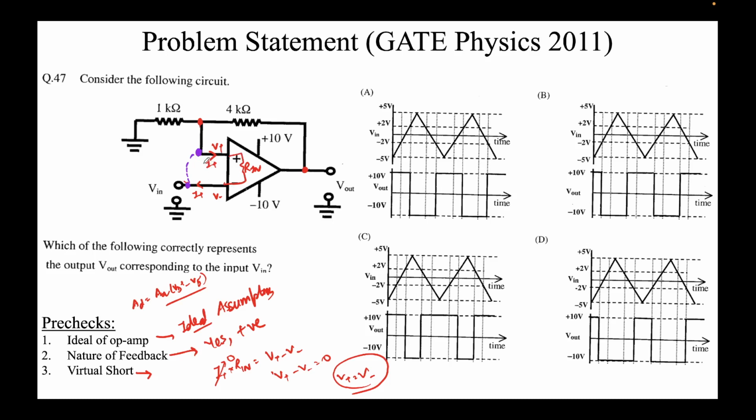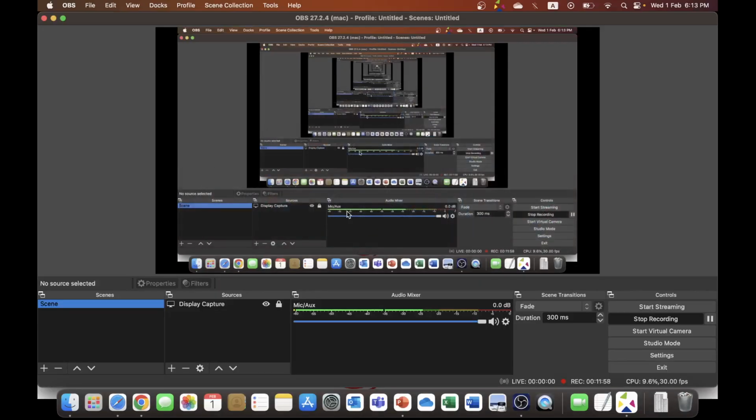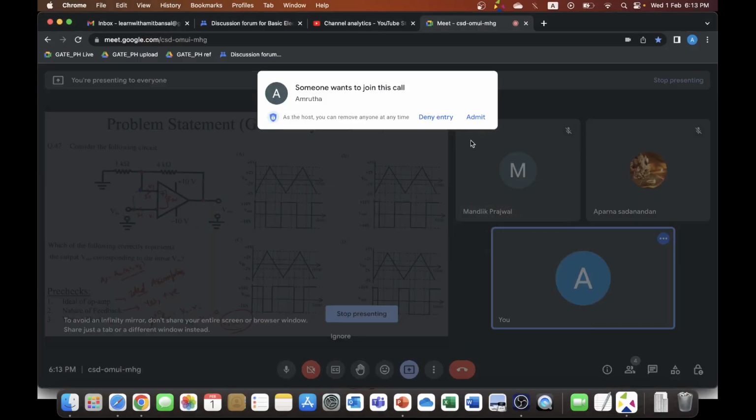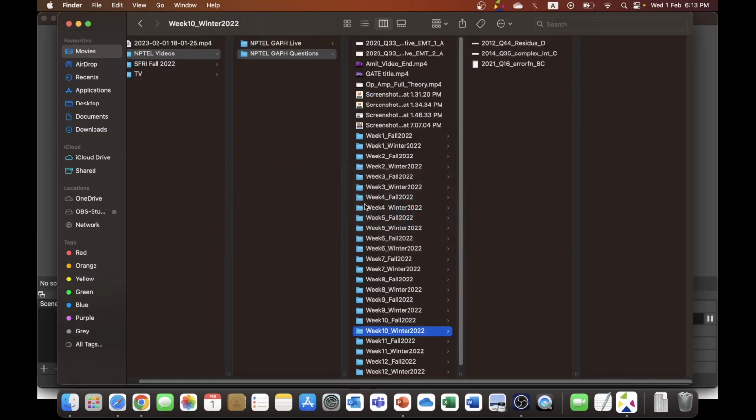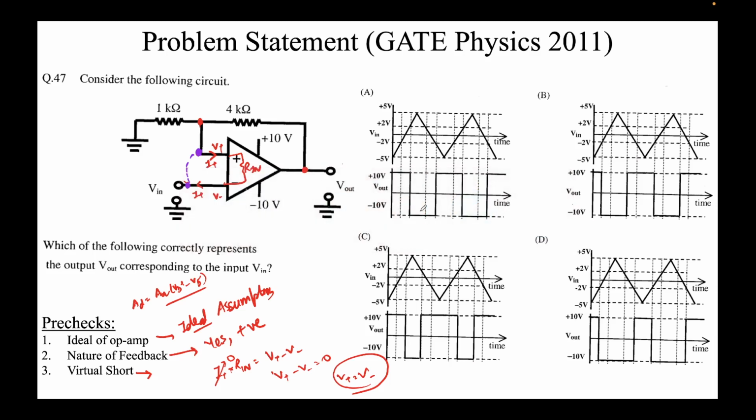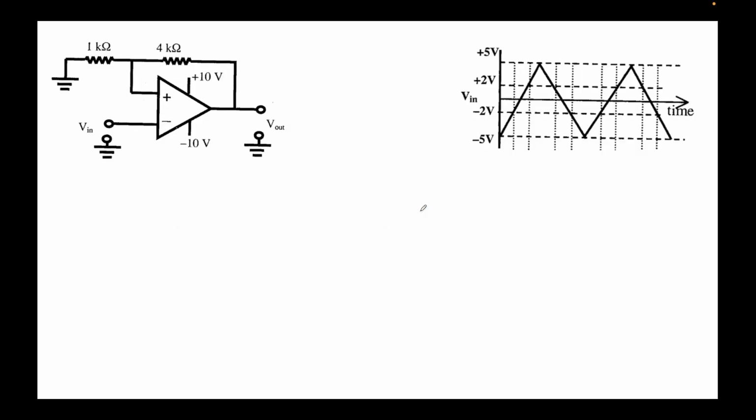So these two voltages have to be at the same potential. These two nodes have to be at the same potential. That's what we mean by virtual short. This is a very important property of an ideal operational amplifier. So we'll utilize this property over here, right?